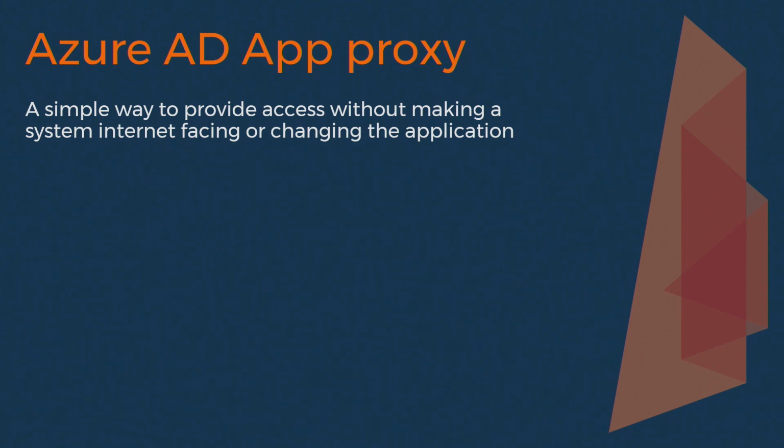That's the one. Oh my God, it's the wordiest term. So Azure App Proxy is what we're going to be calling it for the rest of this coffee break. Yeah. And basically what it is, it's a really simple way to provide access to a system without making it internet facing. Yeah. So no putting it in the DMZ, or without making any changes to the application or any firewalls. Yeah, exactly.